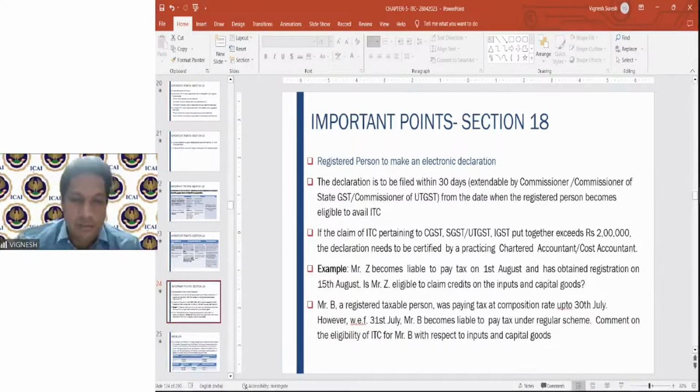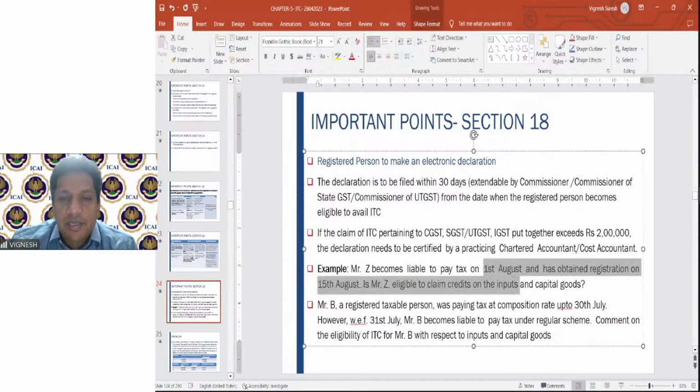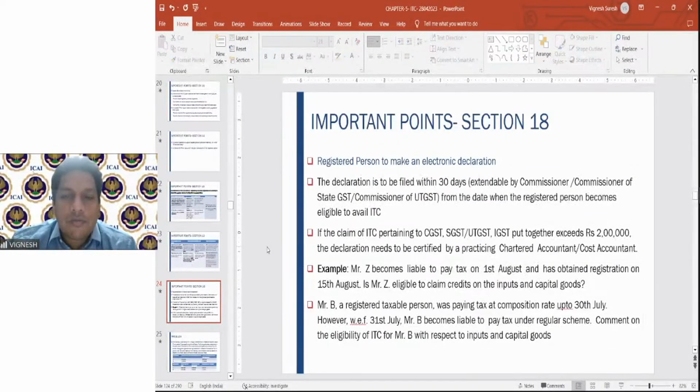What about the second one, Mr. B? Here the date is, he becomes liable to pay the tax on 1st August. So that means the date prior to 1st August has to be taken into consideration. So 31st July has to be taken for the date. Good. How about Mr. B? He can claim on both.